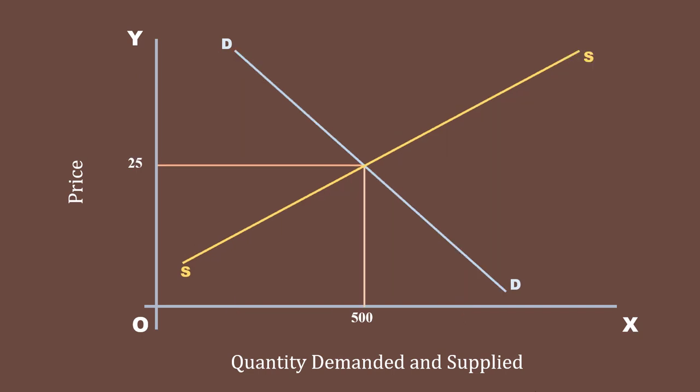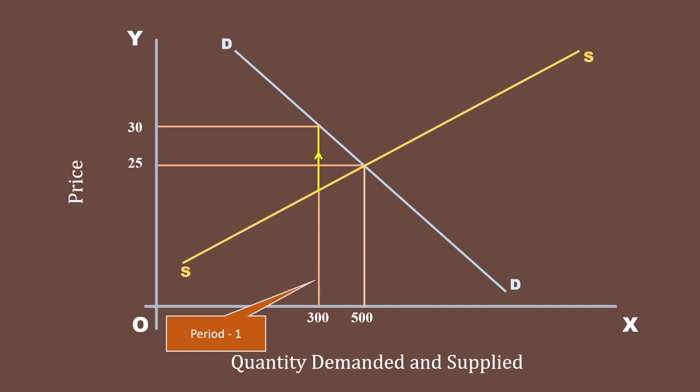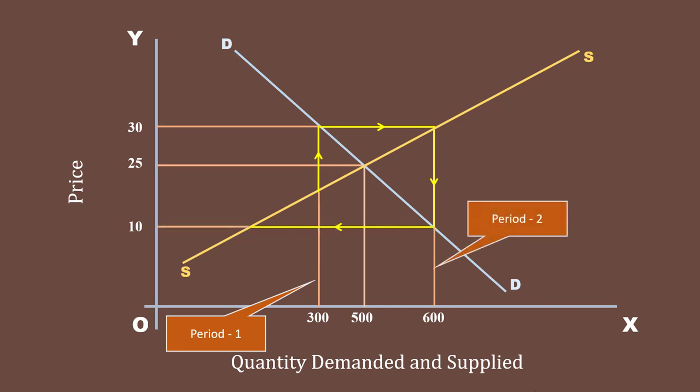Look at this graph. Same graph as you have already seen. The market is in equilibrium to start with. Both buyers and sellers behave in accordance with the long-run demand and supply curves. In period 1, the farmers supply only 300 units of wheat due to crop failure. The buyers buy this output at 30 rupees. In period 2, farmers supply 600 units of wheat. Buyers buy it at 10 rupees.